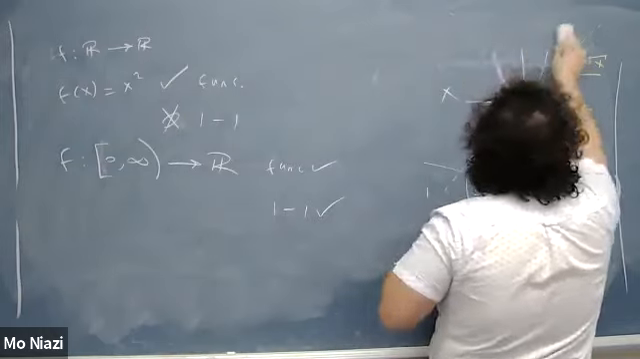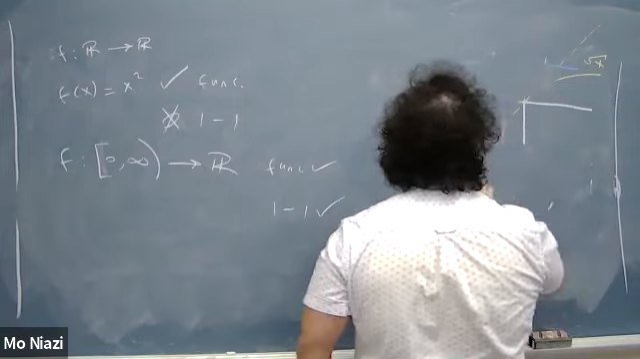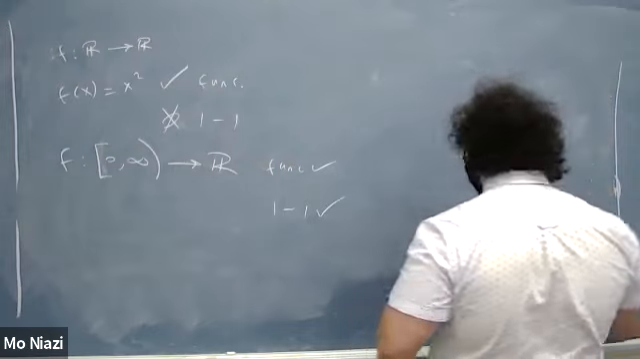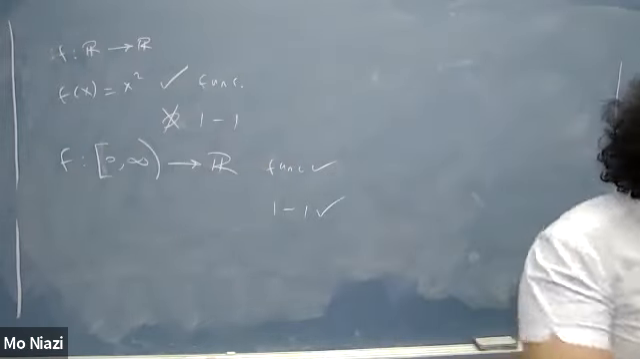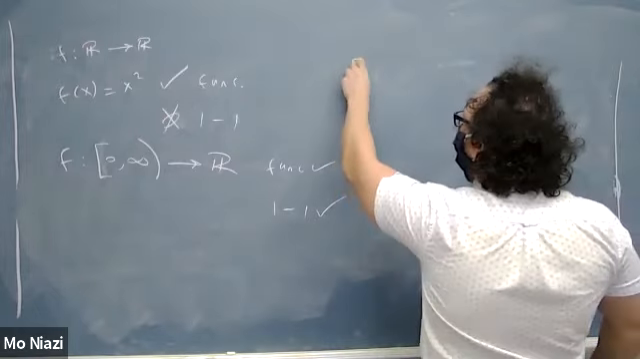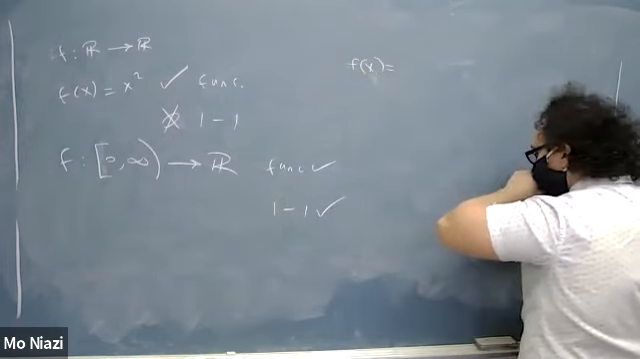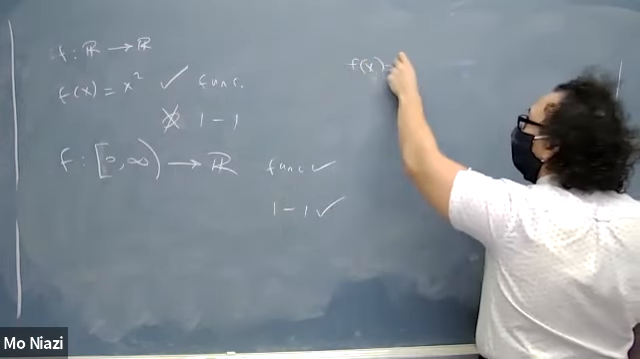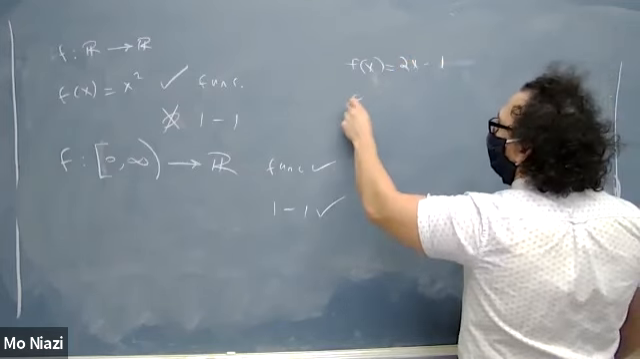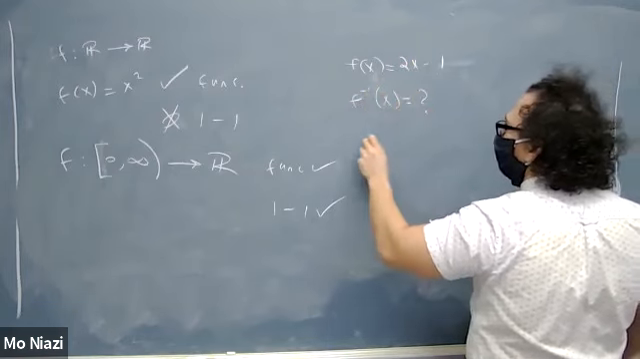So let's do one more practice round and then actually graph them both. Let's do f of x is equal to, let's say, 2x minus 1. What is f inverse of x? And once you find it, graph both.